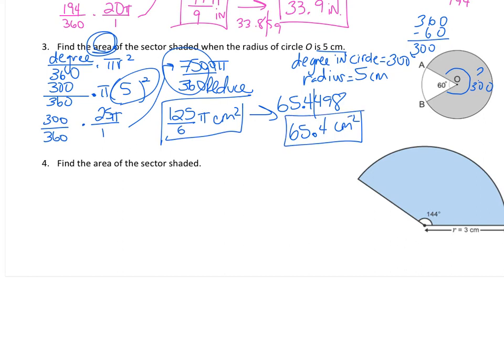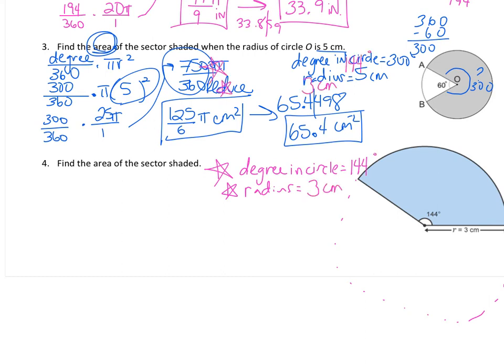For number 4, it's almost like a fan piece, but if you realize it's still part of a big circle, that's a really badly drawn circle, but that's part of a circle, and we still need to find the degree in the circle it takes up and our radius. I want you now to fill in what is the degree in the circle, and I also want you to fill in what is the radius off to the side. The degree of your circle should be 144 degrees. Your radius then is our 3 centimeters.